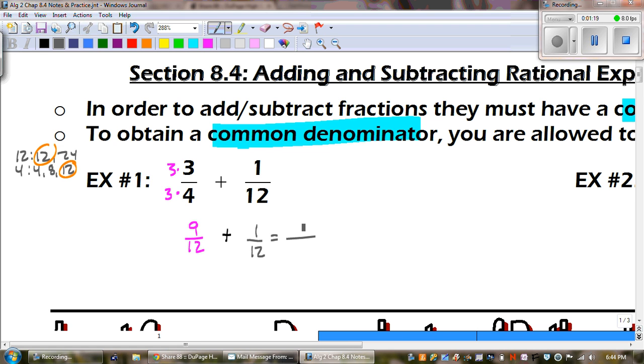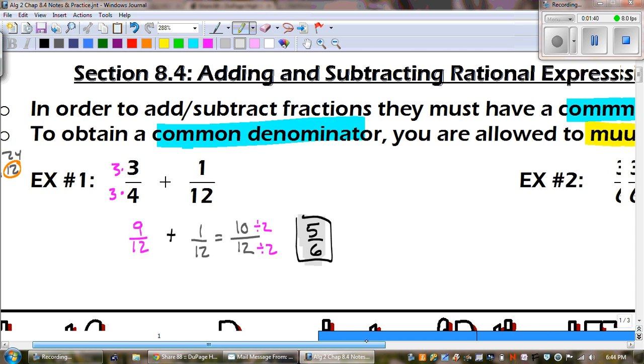We would add it, the numerator changes and the denominator stays the same. And then we always want to see if we can reduce it. And in this case, we can. Then our final answer would be 5/6. All right, let's look at example number 2.